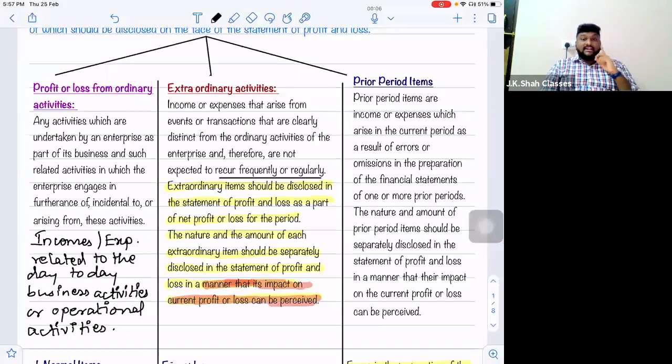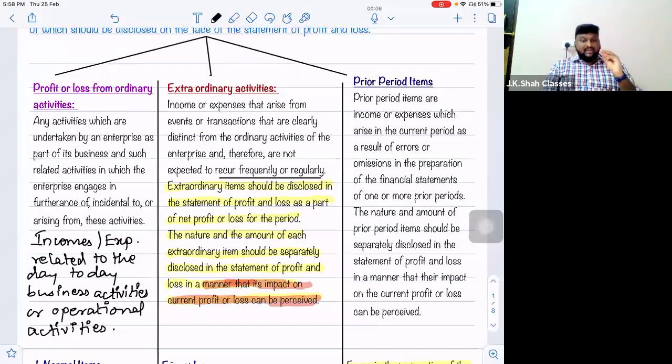Your ordinary items can be normal items or they can be exceptional items. If they are normal items, no separate treatment. Normally record in the profit and loss account. No separate presentation required, no separate disclosure required. Record it normally. That is why they are called normal items. The best examples will be salary, wages, rent, purchase, sales, etc.